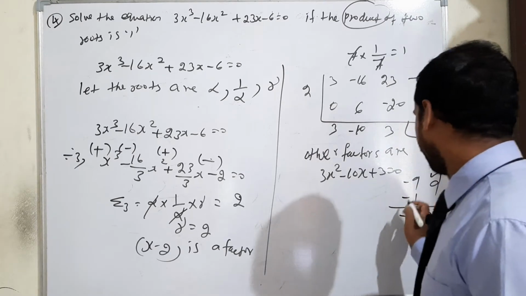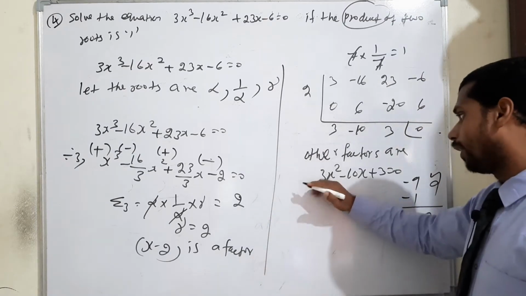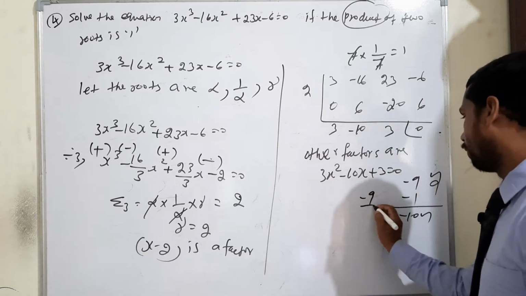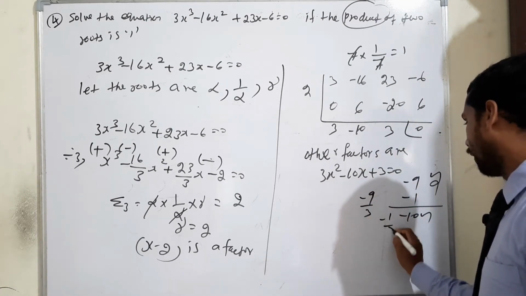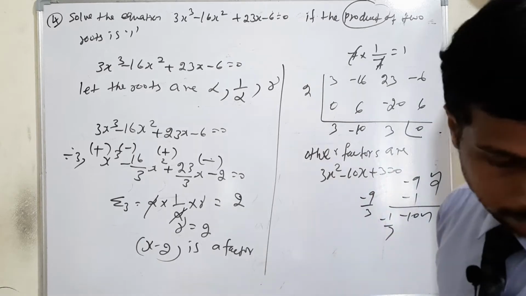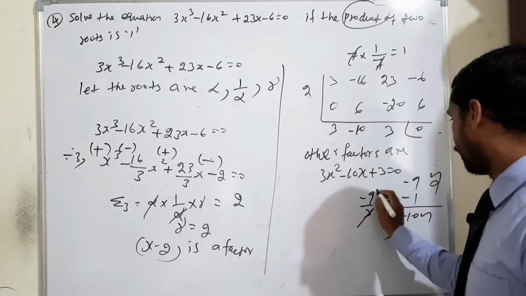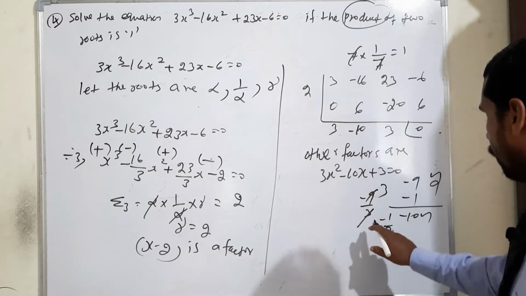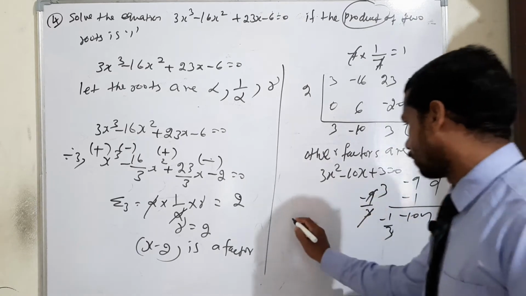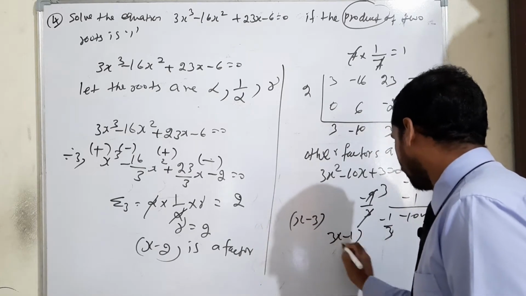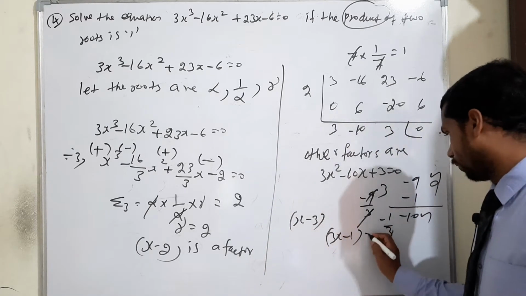Therefore, how do we write it now? But the leading coefficient is more than 1, it is 3. Therefore each time we divide by 3: minus 9 by 3 and minus 1 by 3. So 3 and 9 cancel, giving 3. Therefore the first factor is x minus 3, and the second factor is 3x minus 1. Therefore it is equal to 0, isn't it?